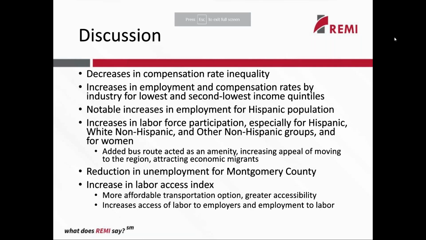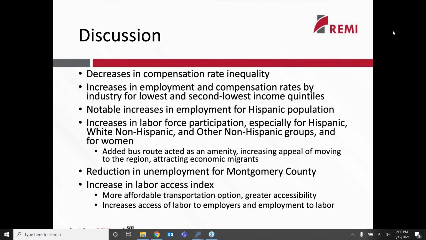All right. So we saw some decreases in the compensation rate inequality for Montgomery County. We saw increases in employment and compensation rates by industry for the lowest and second lowest income quintiles. The most important takeaway, I think, from that employment by demographics chart was those increases for the Hispanic population. And the increases in labor force participation, especially for Hispanic, white non-Hispanic, and other non-Hispanic groups from the racial and ethnic chart. And then we also saw increases in labor force participation for women.